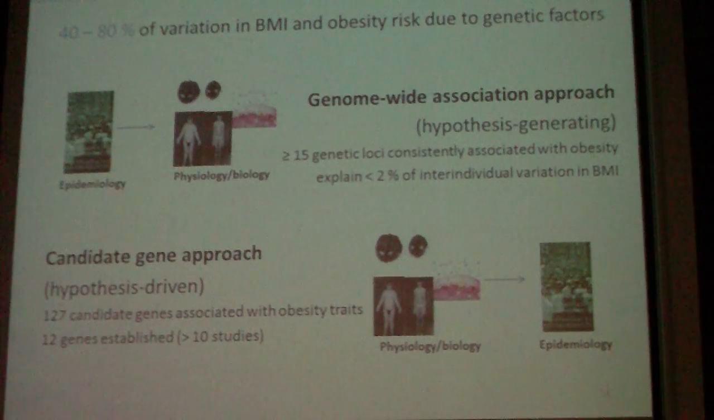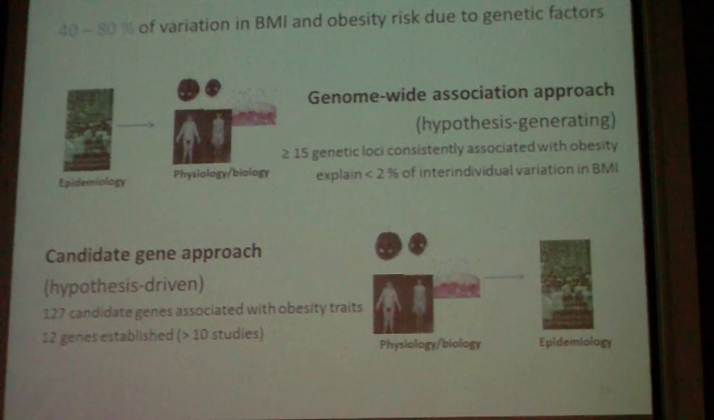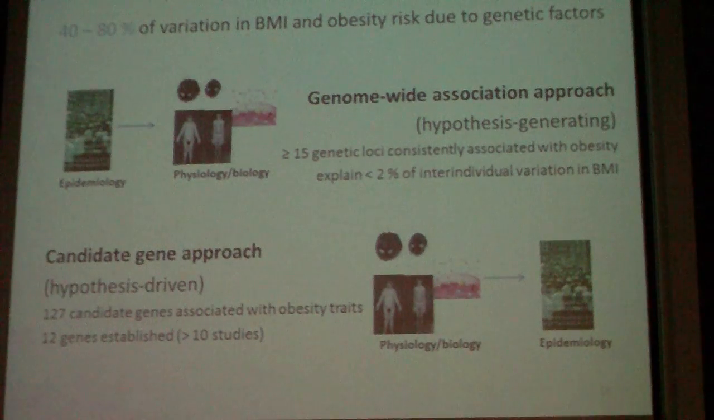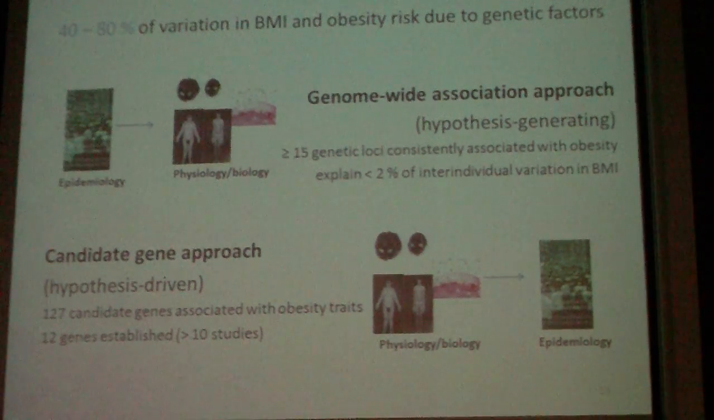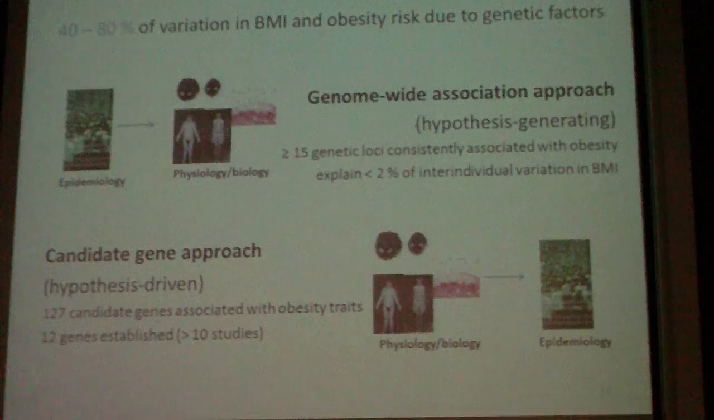So we have to do a lot of other research. We also have the candidate gene approach, a hypothesis-driven approach. So we are going to focus on candidate genes which could be important in the obesity process, and eventually search in a population, obese and not obese, and see whether the candidate gene is important in the obesity process. Till now, there are 127 candidate genes associated with obesity traits, and 12 genes are already established in more than 10 studies.